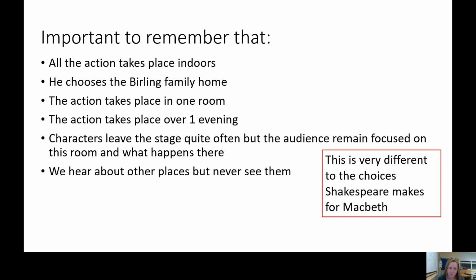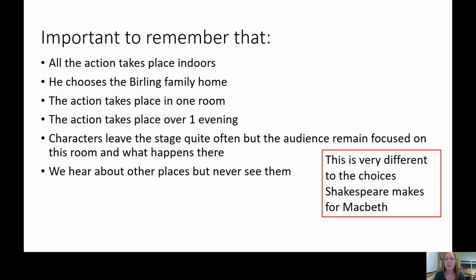The action is taking place in one room, in the dining room, over one evening, or part of an evening. Characters leave the stage quite often, but we stay in the dining room. So the audience, when Eric leaves, we don't go with Eric. We don't see what he gets up to in the time when he's not in the dining room. So there's a kind of naturalistic feel to it. Because obviously in real life you can't be in two places at once. You're in the room that you're in, and that's what Priestley replicates on the stage. We stay in the dining room. We'll talk about that a little bit more in a little while. And as I've said, we hear about other places, but we never see them.